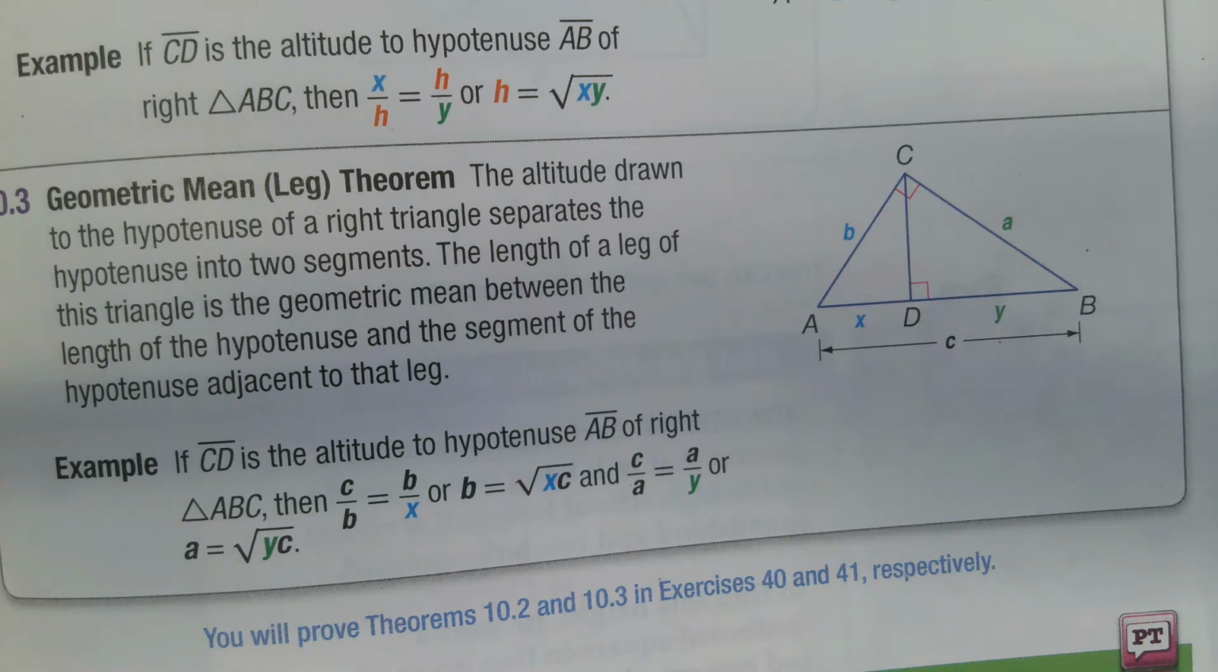Hey, the two theorems I want you to circle are the two formulas. D equals the square root of xc, and A equals the square root of yc. Those are the two I want you to focus on.